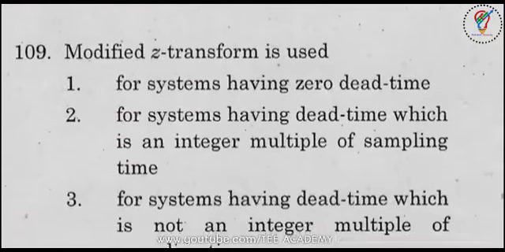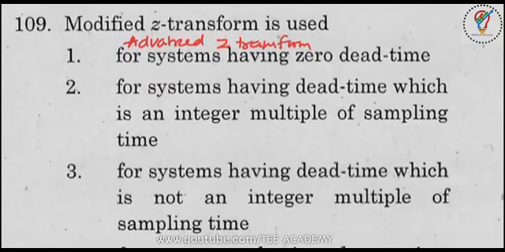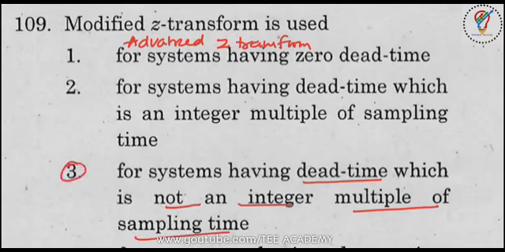Next one, the modified Z transform is used. The other name for the modified Z transform is the advanced Z transform. It is used for systems having a dead time which is not an integer multiple of the sampling time. So here we are using this advanced or modified Z transform for systems having a dead time that is not an integer multiple of the sampling time.